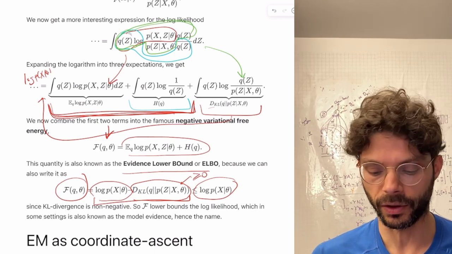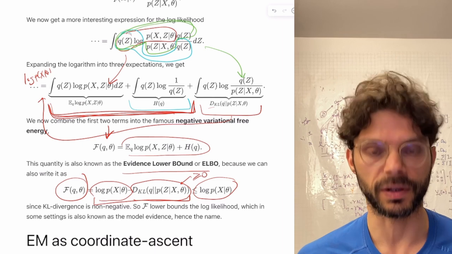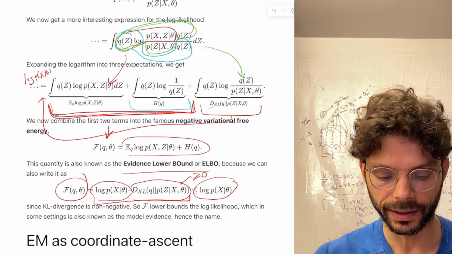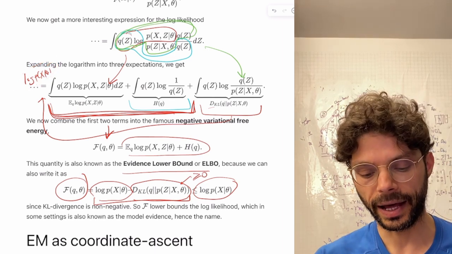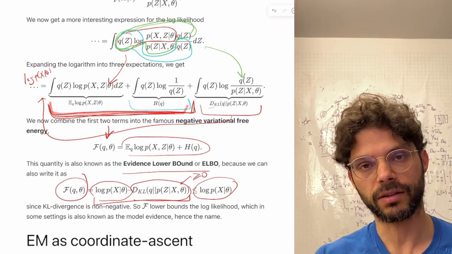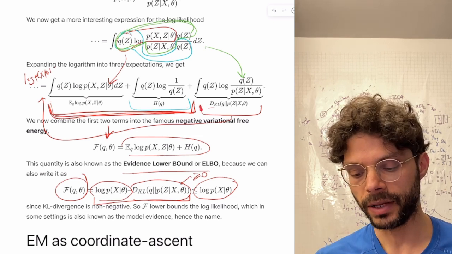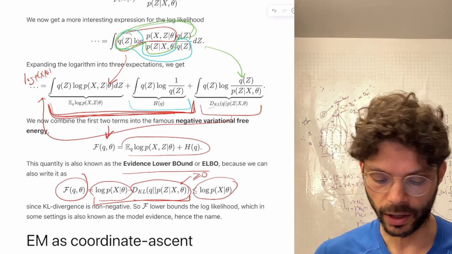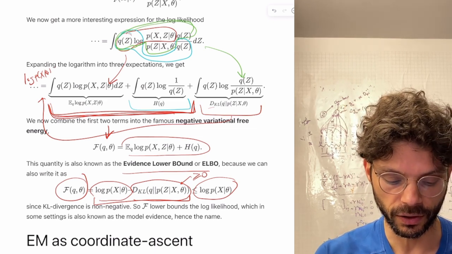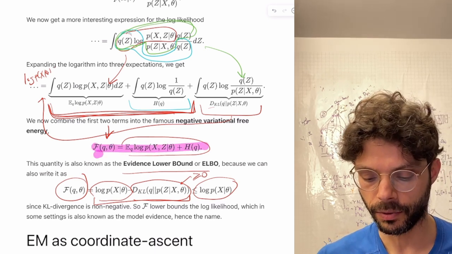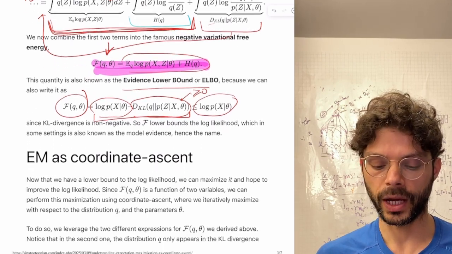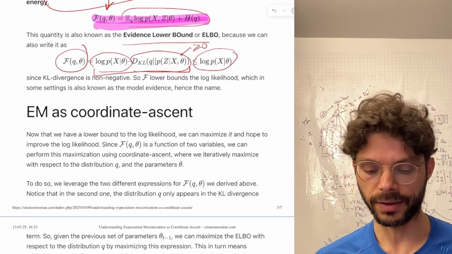So I'll talk about it as the ELBO, because negative variational free energy is a bit of a mouthful. The main thing is we've expressed the log likelihood as this variational free energy, or the ELBO, plus the KL divergence. This quantity is the star of the show, very, very important. Okay, so that's a good place to stop, and now we can talk about expectation maximization as coordinate descent.